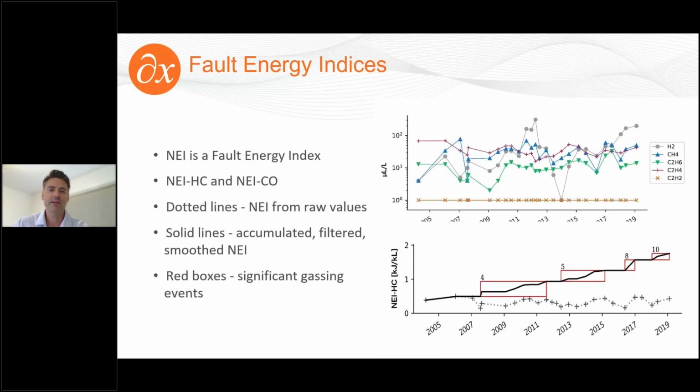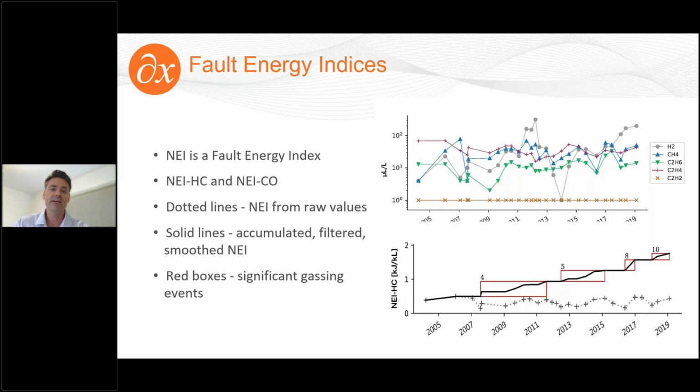NEI is a fault energy index used for trending and assessment of fault energy. It can be challenging for engineers to interpret graphs of individual gases over time, as seen with the top right graph. It looks like a spaghetti graph. Simplicity of interpretation was one of the key reasons for the creation of a fault energy index. This is similar to that of a market index such as the Dow Jones.